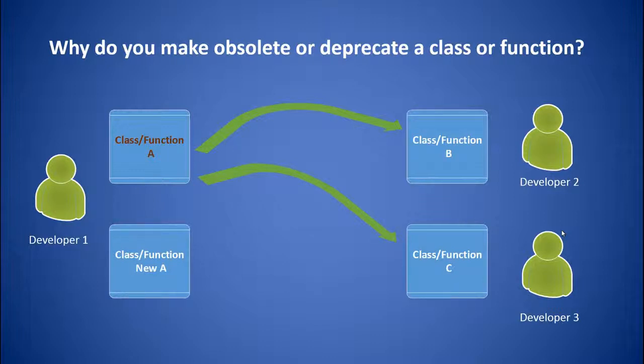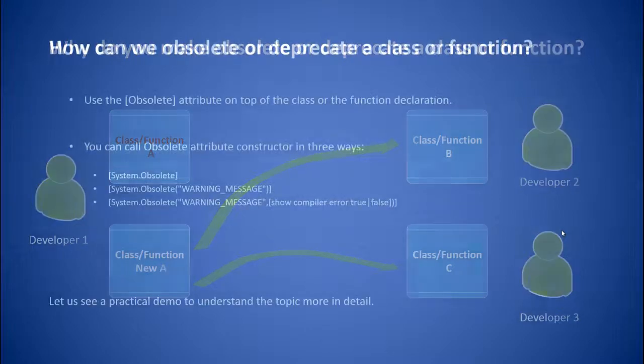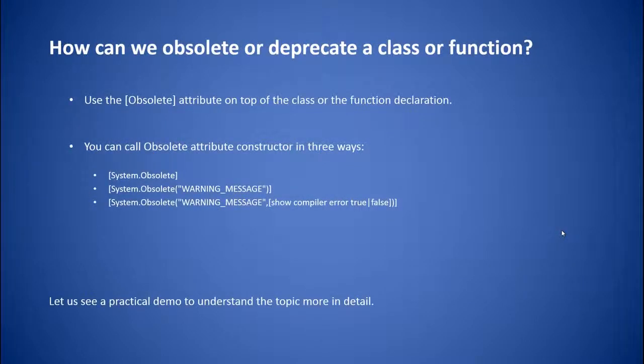Now, Developer 1 should make sure that Developer 2 and Developer 3 make use of the newly created class or function. The usual way would be Developer 1 would have a meeting with other developers and let them know about the changes. But it would be much easier and safer if Developer 1 could notify the changes programmatically. Developers can achieve this functionality by using the Obsolete attribute. So how can we achieve this functionality? Specify the Obsolete attribute on top of the class or function which has to be deprecated.